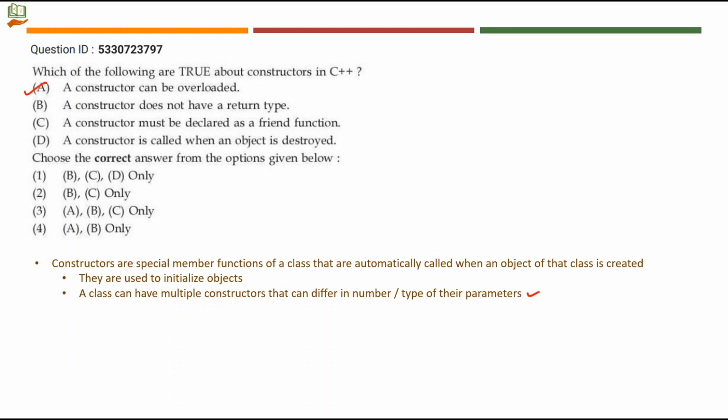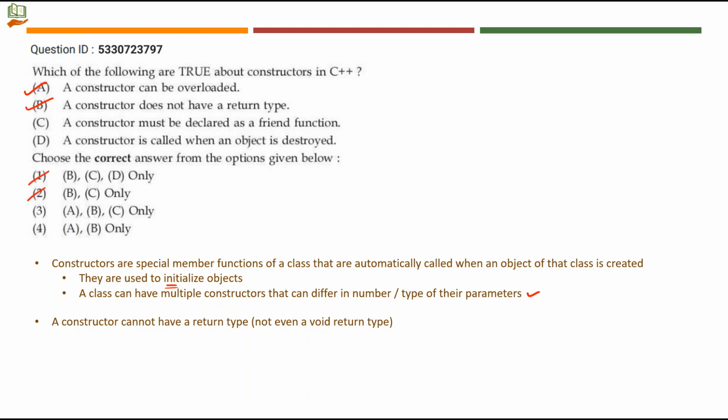A is true. A constructor does not have a return type. Yes, a constructor cannot have a return type. You cannot even mention void there. Void is actually nothing, but even that is a return type. You cannot even mention that one. It is because constructors are basically used to initialize the object. They are not used to return some value. So B is also correct. So whichever options include A and B can be kept. The remaining options are ruled out.